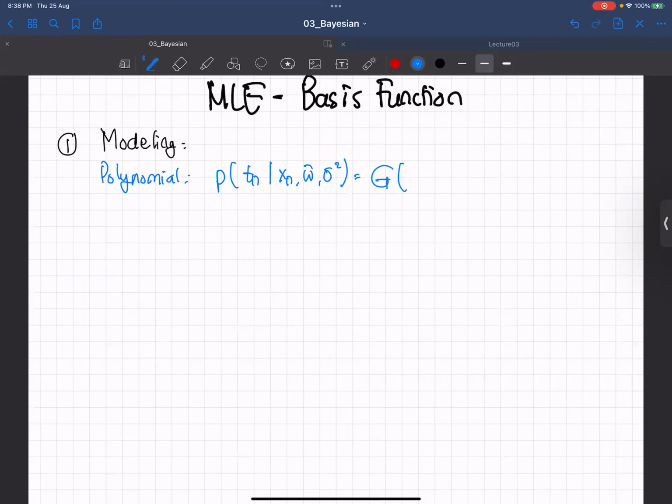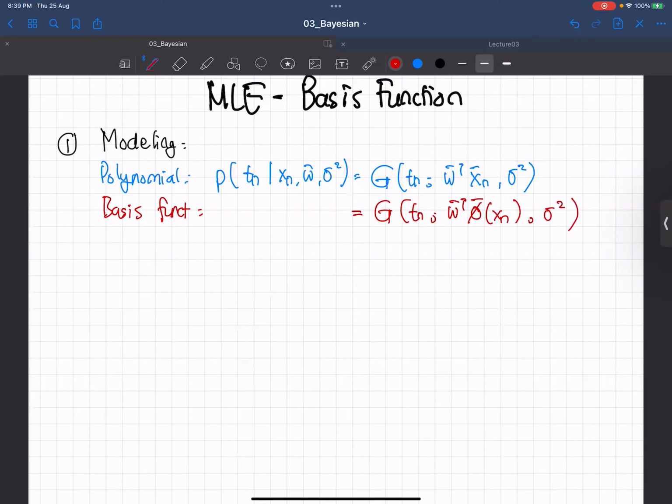This one is a Gaussian function of, anyone remember? What is the input? Tn. What is the mean? Yn. What is Yn in the polynomial function? W transpose x bar n, right? What is the variance? Sigma square. That's if you use the polynomial function. Now, if you use a basis function, then this one equals a Gaussian of Tn. What is Yn then? W transpose phi xn. That's it. Everything is the same.